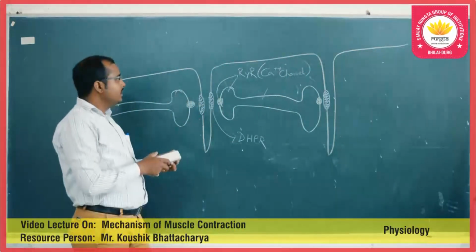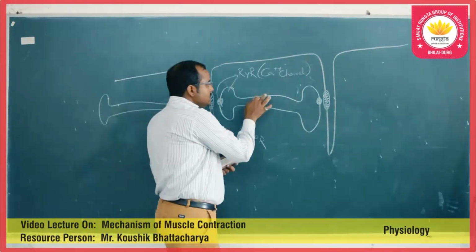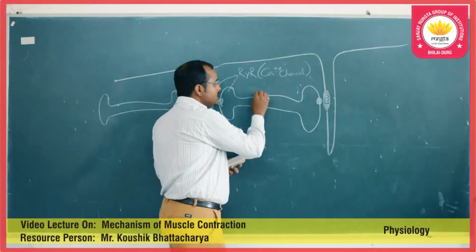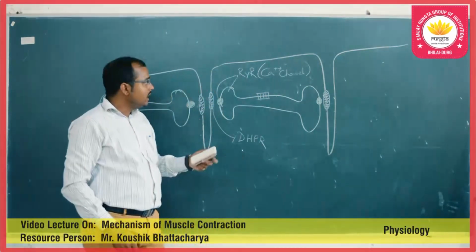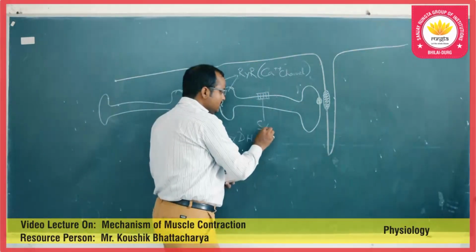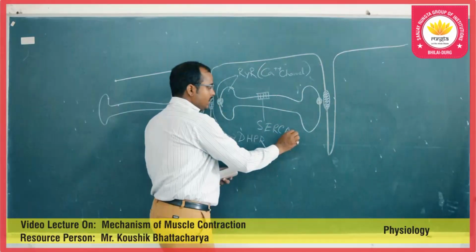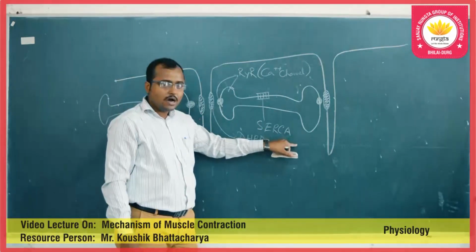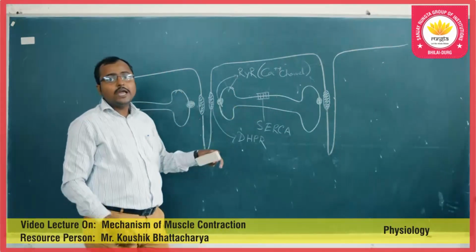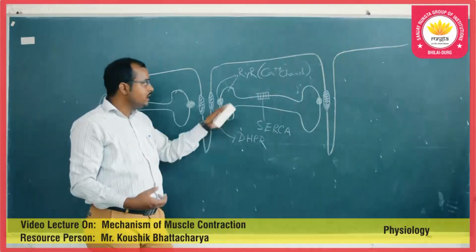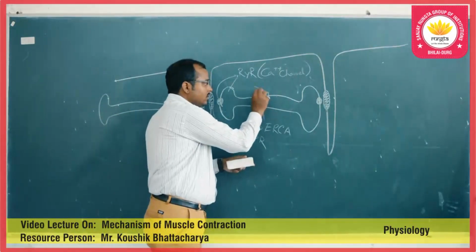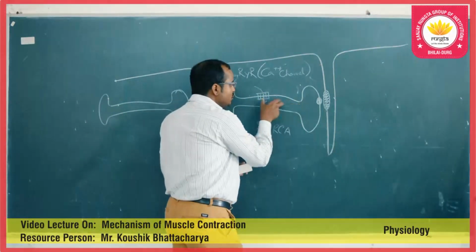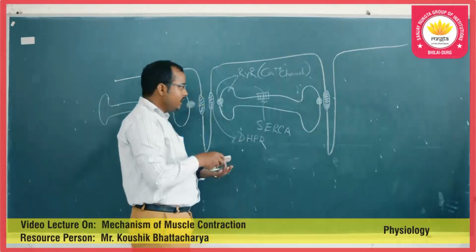Right, up to this part clear? So another one is the longitudinal tubule. On the longitudinal tubule there was another specific surface protein. The name of that protein was SERCA, S-E-R-C-A. That is the sarcoplasmic endoplasmic reticulum calcium ATPase pump. It will help to get back the calcium ions from the outside to the longitudinal tubule area, and then these calcium ions will be stored in the terminal cisterna region.